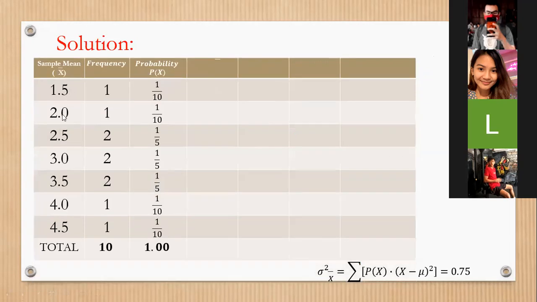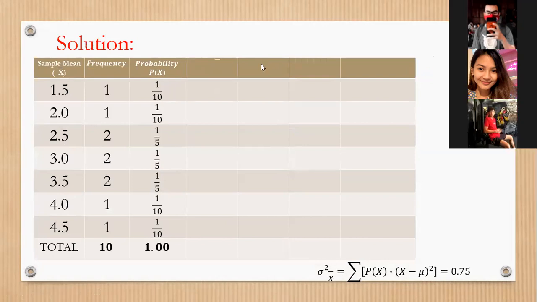So yung 1, 2, 3, 4, 5, 6, 7 na chinekan natin kanina, ito po yung 7 na yon, yung 7 means. Okay? And then we will try to get the frequency. Ilang beses lumabas si 1.5? Isang beses. Ilang beses lumabas si 2? Isang beses. Ilang beses lumabas si 2.5? Dalawa. Ganon din si 3, si 3.5. Then tig-isa si 4 at saka si 4.5.